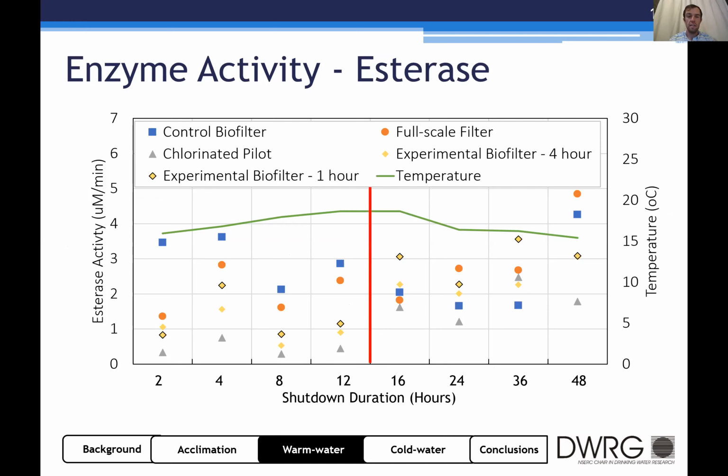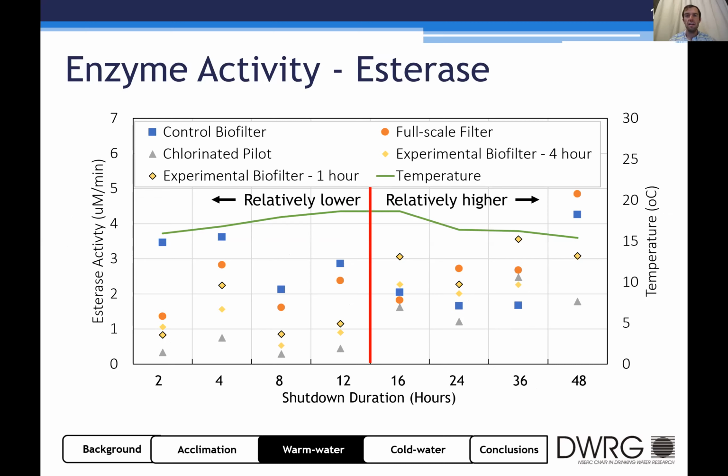So for shutdown durations of 2 to 12 hours, the activity on the experimental biofilter was relatively lower than the control biofilter. So if we just look at the blue squares and the yellow diamonds, we see that the experimental biofilter had relatively lower enzyme activity or biodegradation potential. However, for shutdown durations longer than 16 hours, we actually see that it's relatively higher in general.